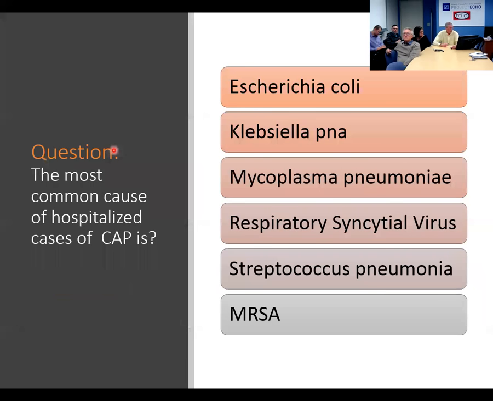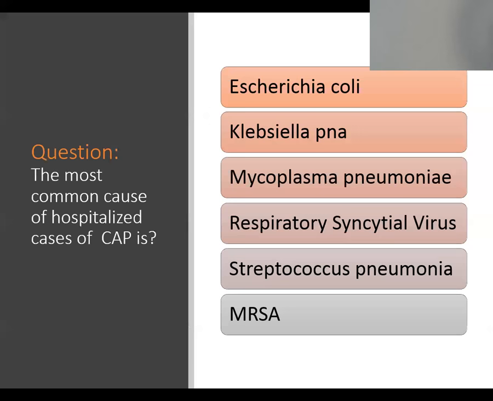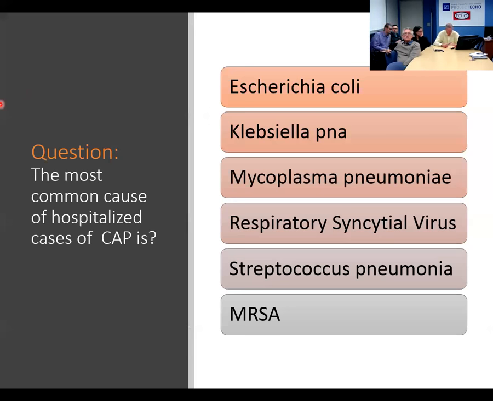And so if we look at the next question: the most common cause of hospitalized, not outpatient, cases of community-acquired pneumonia, is it E. coli? Is it Klebsiella? Is it mycoplasma? Is it RSV, pneumococcus, or MRSA? Any thoughts? Strep pneumo? Yes. It's always strep pneumo until proven otherwise.